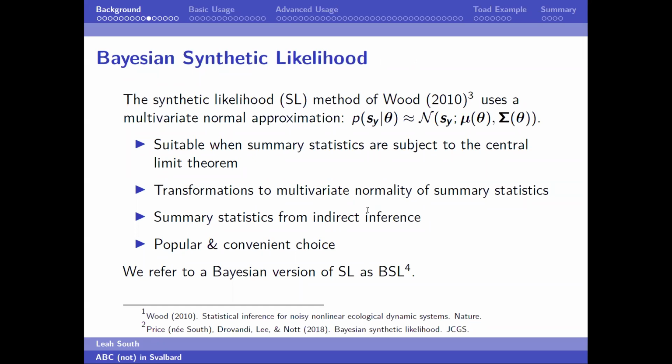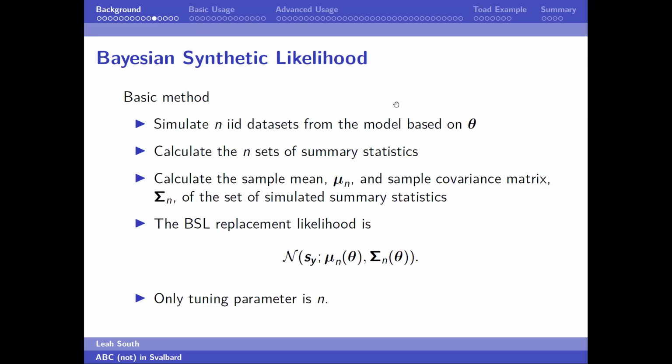The most popular parametric approximation is the synthetic likelihood. This was introduced by Simon Wood in his 2010 paper in Nature. Basically we're just using a normal approximation to the summary statistic likelihood. This makes sense when the summary statistics are subject to the central limit theorem and in a whole bunch of other situations. And we're going to refer to a Bayesian version of this as BSL. I'll briefly go through how that method works, but basically this talk is about a package for BSL.